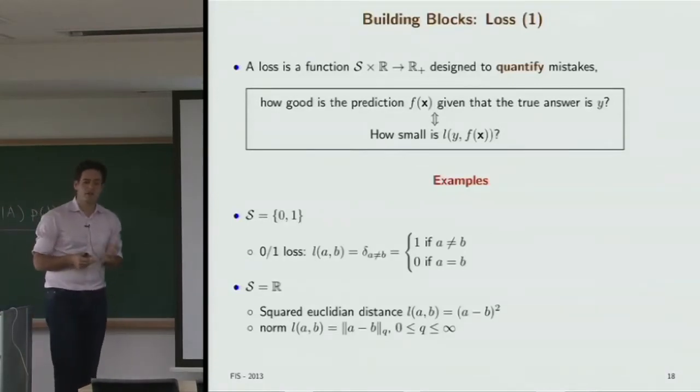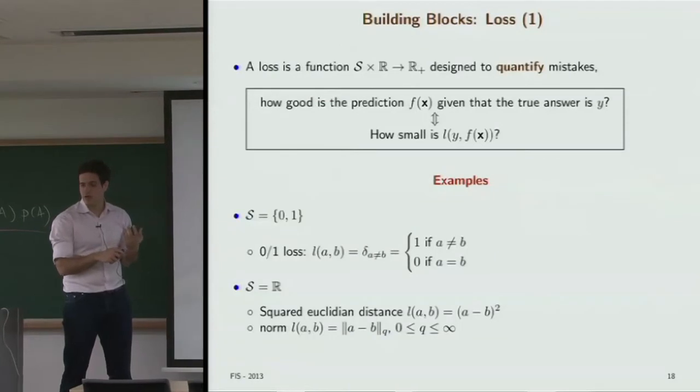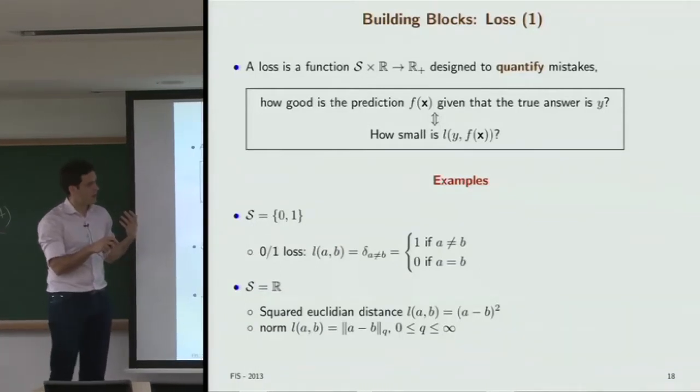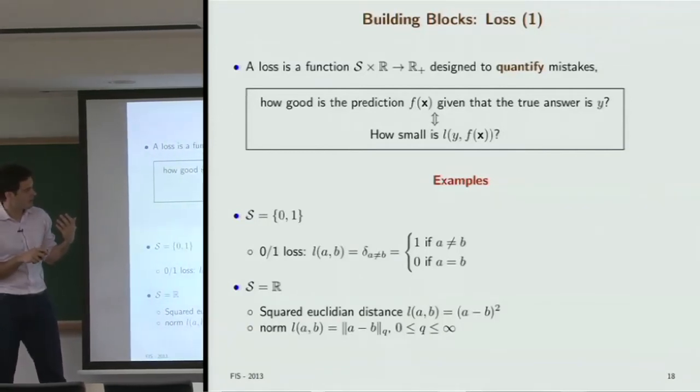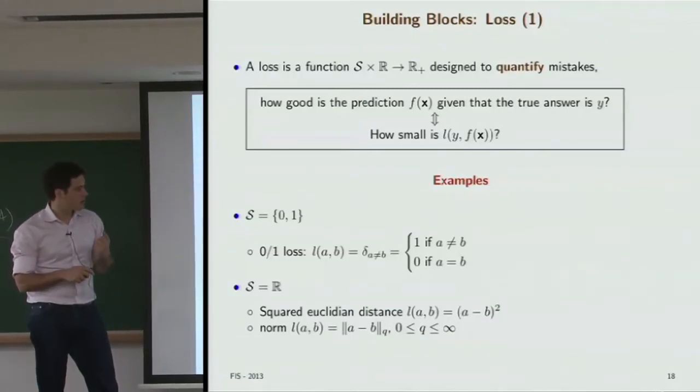Statistical learning theory builds upon the idea of making mistakes and judging how big the mistakes are, which is why loss functions are really fundamental. We've seen quite a few loss functions so far, so let me just tell you again what it is. A loss is a function from S times R^D, so the output times the input, which is non-negative and designed to quantify mistakes. So how good is the prediction f of x given that the true answer is y might be formulated as how small is the loss of y given f of x.